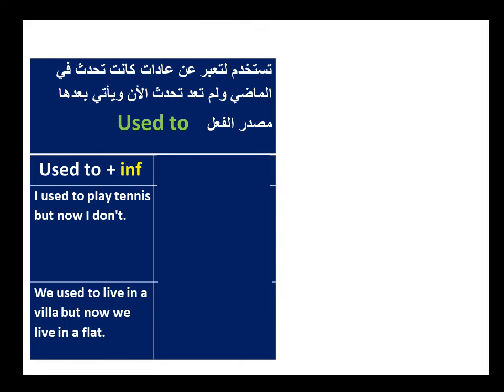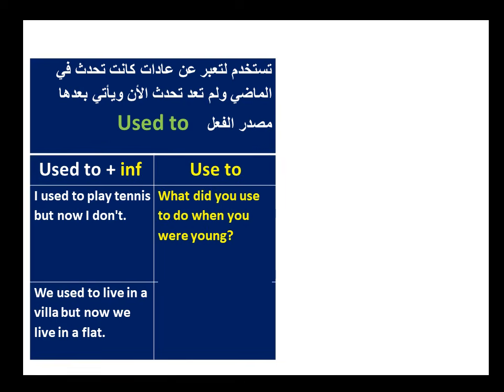Be careful when we use it in the question form and in the negative form. We say, what did you use to do when you were young? I didn't use to drive cars, but now I do. Note that we omit the letter D because we add did in the question form and didn't in the negative form.